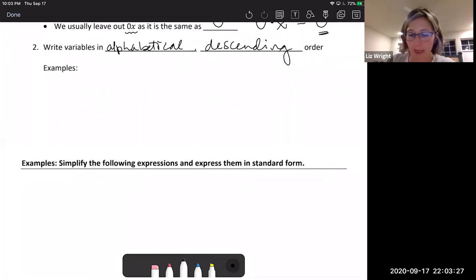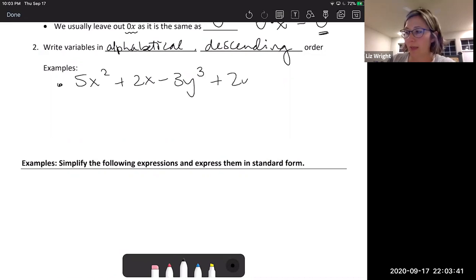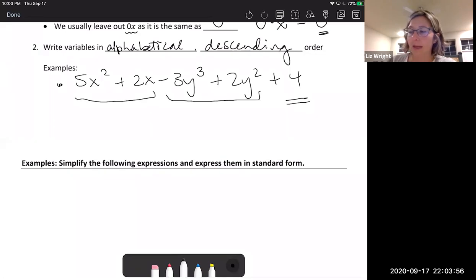So some examples we might have, let me just kind of mix some of these up. All right, so one, we would have 5x squared plus 2x minus 3y cubed plus 2y squared plus 4. Looking at that one, it's already in alpha descending order. Alphabetically, we're putting all of the x's up front, then all of the y's, and then the constant term at the end. And in the x's, we put it in descending order: the x squared first, then the x, then the y cubed, then the y squared, and then the constant term.